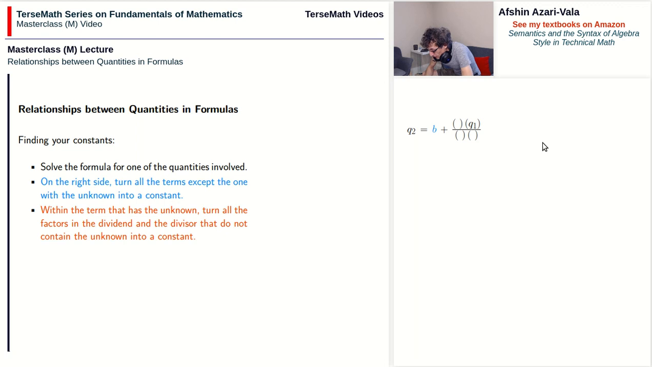Let's take a look again. These two together become b, and then we have plus the division over here. That's the first thing that you do. Turn all the terms that don't have the unknown into a constant. Once you've done that, then you take a look at the term that has the unknown. Within this term, you turn all of the factors that do not have the unknown into a constant.